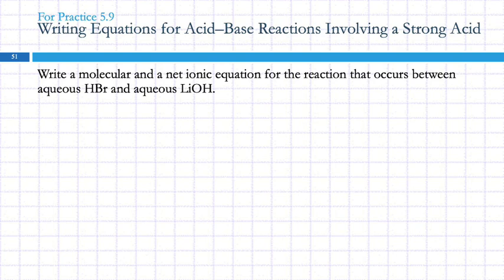Write a molecular and net ionic equation for the reaction that occurs between aqueous HBr and aqueous LiOH. So we're going to be thinking about swapping ion partners. So we're going to write down the chemical formulas for the reactants. So we've got HBr and we have LiOH. Those are both aqueous. They told us so. And then what we want to do is below those, write the ions that come from those compounds.